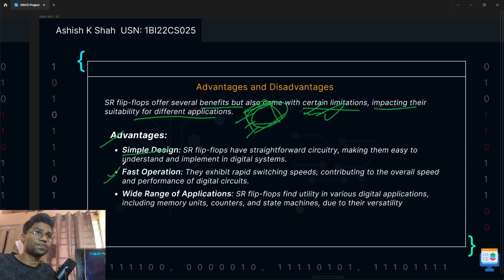Fast operation. It is fast because we use it in cache memory, and we know cache memory is the fastest memory in our CPU. Wide range of applications: SR flip flops find utility in various digital applications, including memory units, counters, and state machines, due to their versatility.